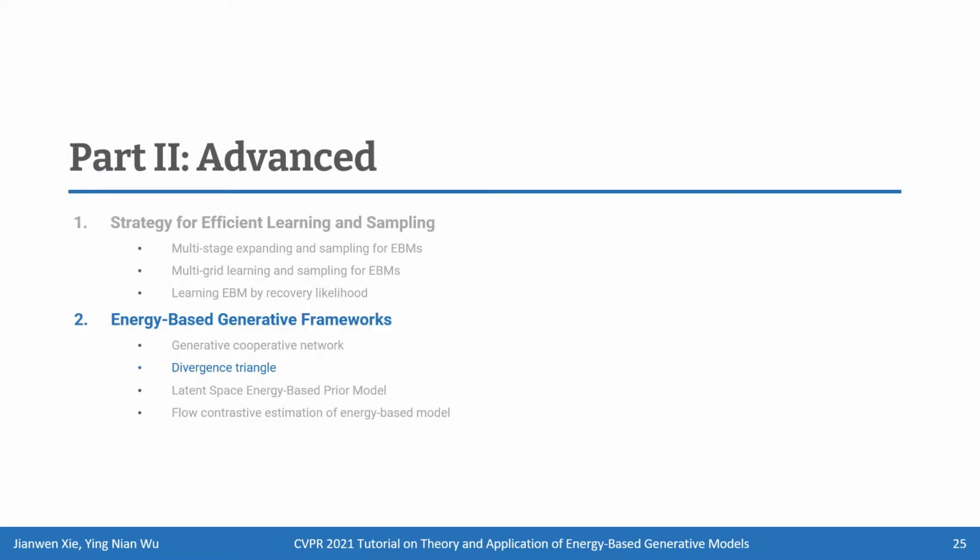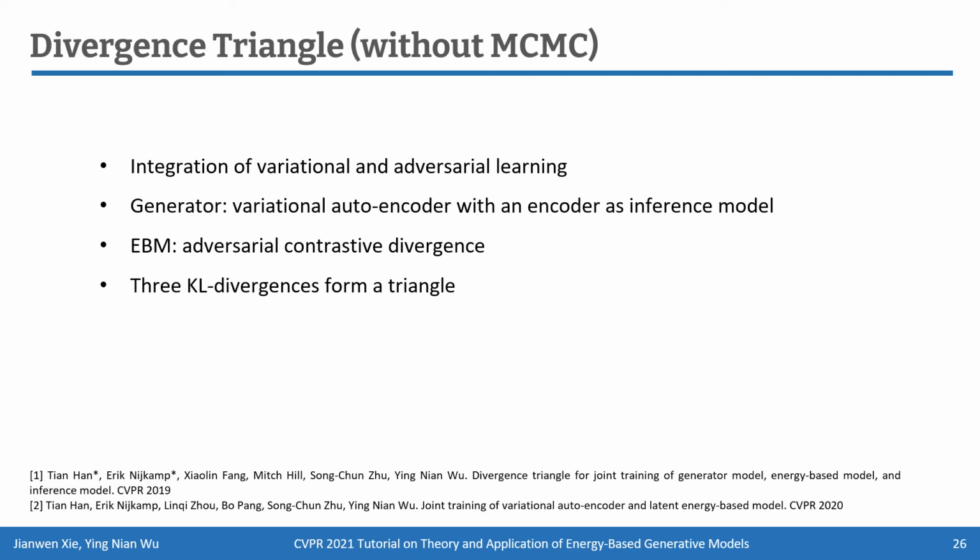We now move on to the next method that completely avoids MCMC. We call this method divergence triangle, where we don't use any MCMC. It is a framework that integrates variational and adversarial learning. The generator involves the variational autoencoder, where the encoder serves as an approximate inference model. And the energy-based model is learned by the so-called adversarial contrastive divergence.